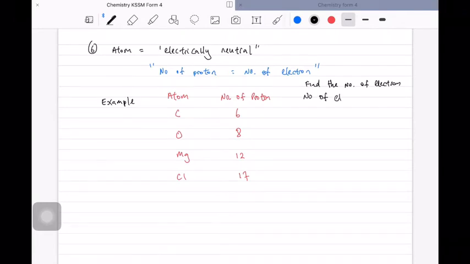Okay, we have just learned that the number of protons is equal to the number of electrons. Therefore, the number of electrons for a carbon atom is 6. The number of electrons for an oxygen atom is 8, the same as the number of protons. The number of electrons for a magnesium atom is 12, and for a chlorine atom is 17.